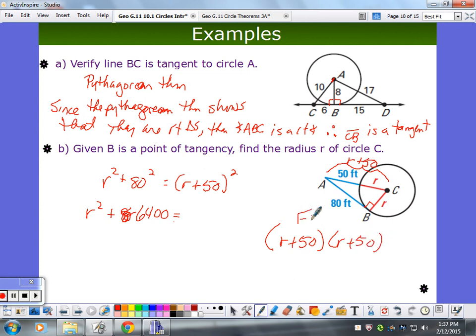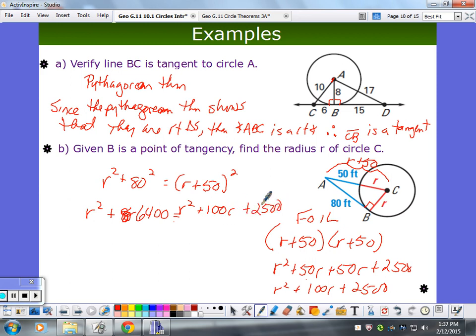Remember our friend FOIL? We just talked about our friend FOIL, right? So you have to do the first, or just do the distribution twice. Just do it that way. R times R. R times 50. Then the insides, right, 50 times R, and then the outsides, and combine those like terms. So don't forget the OI. Outsides and insides. So this is going to be R squared plus 100R plus 2,500. So you see how these things can become quadratic real quickly? Look at that, quadratic.